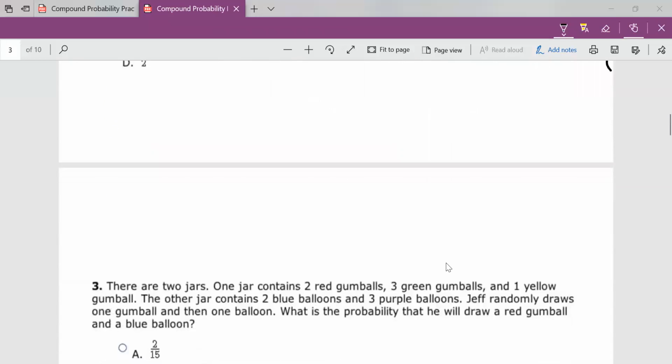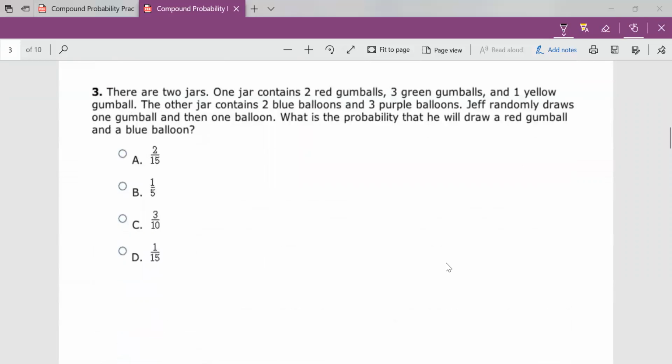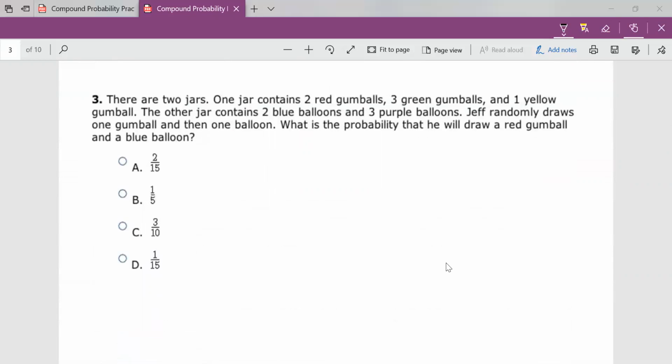Oh, sorry, number 3. Okay, this is like number 1. It says again, there's 2 jars. One jar contains 2 red gumballs, 3 green gumballs, and 1 yellow gumball. The other jar contains 2 blue balloons and 3 purple balloons. Jeff randomly draws 1 gumball and then a balloon. What is the probability he will draw red and blue?